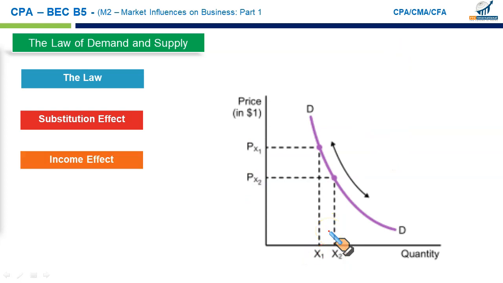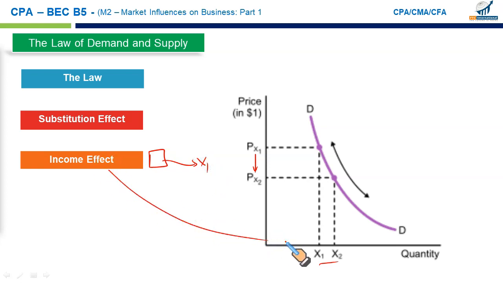And another aspect to it we can explain is called the income effect. If the item X becomes cheaper, now it means your income in total stays the same. Since the price has fallen, your income can now purchase more of X. Your income is the same, but since X has become cheaper, now you can purchase more of X. This is called the income effect, right?